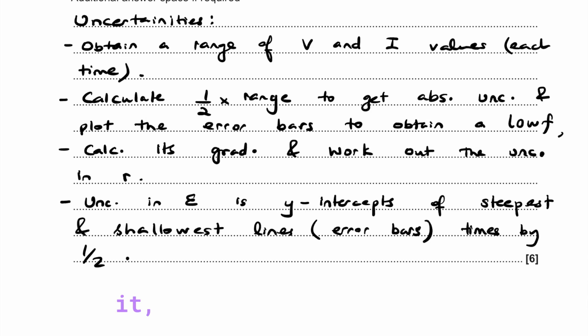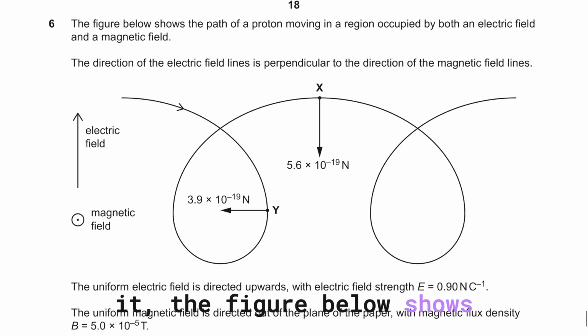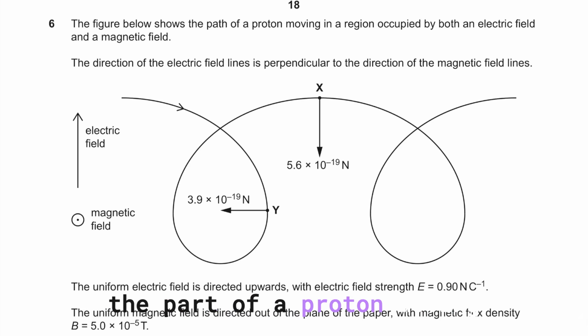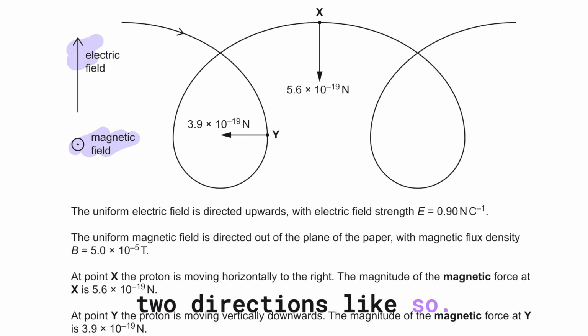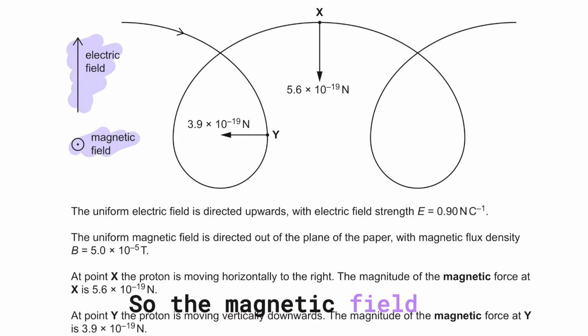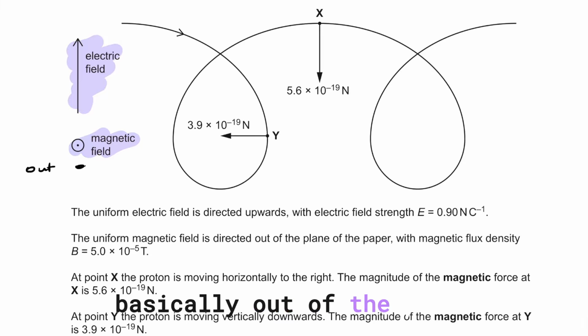The figure below shows the path of a proton moving in a region occupied by both electric and magnetic fields. The direction of the electric field is perpendicular to the direction of the magnetic field lines, and we've been given the 2 directions like so. So the magnetic field is basically out of the plane of paper, out of the plane.